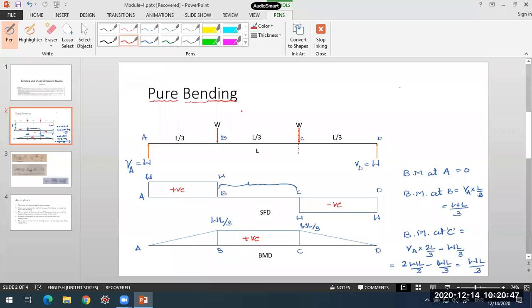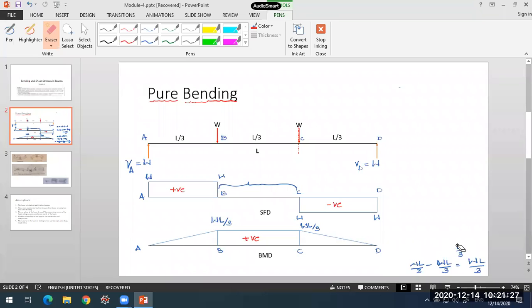So the portion BC of this beam is subjected to pure bending here. What is pure bending? Bending moment where shear force is 0. That portion of the beam we call pure bending. With the example of this beam, we have looked into what pure bending is. I hope that is clear. In simple words, I can say it is bending where shear force is 0.